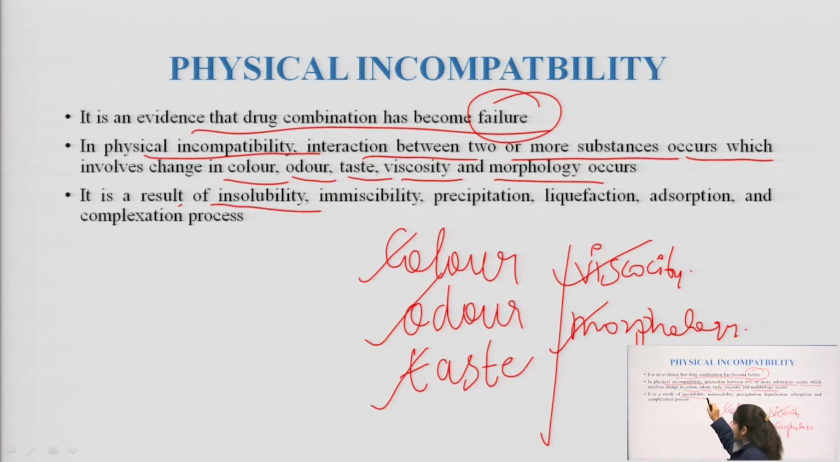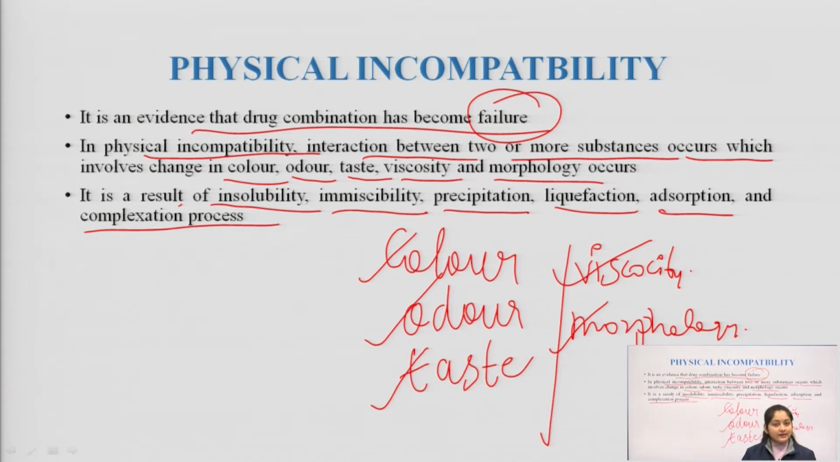It is a result of insolubility, immiscibility, precipitation, liquefaction, absorption and complexation processes. Now, these terms, insolubility, immiscibility, precipitation, liquefaction, absorption and complexation, are actually processes that impart chemical incompatibility. Now, let me be very precise here. These are actually classified as chemical incompatibility. However, due to chemical incompatibility, the resultant that we see is termed as physical incompatibility.